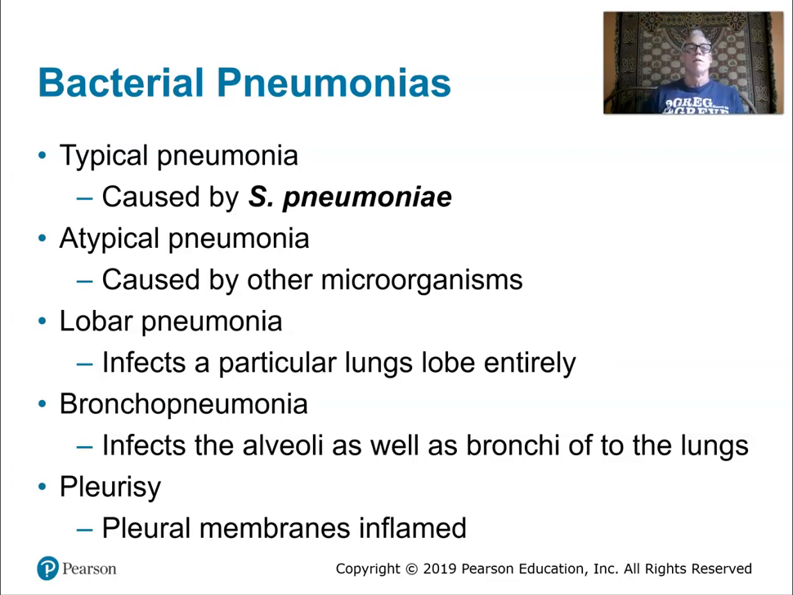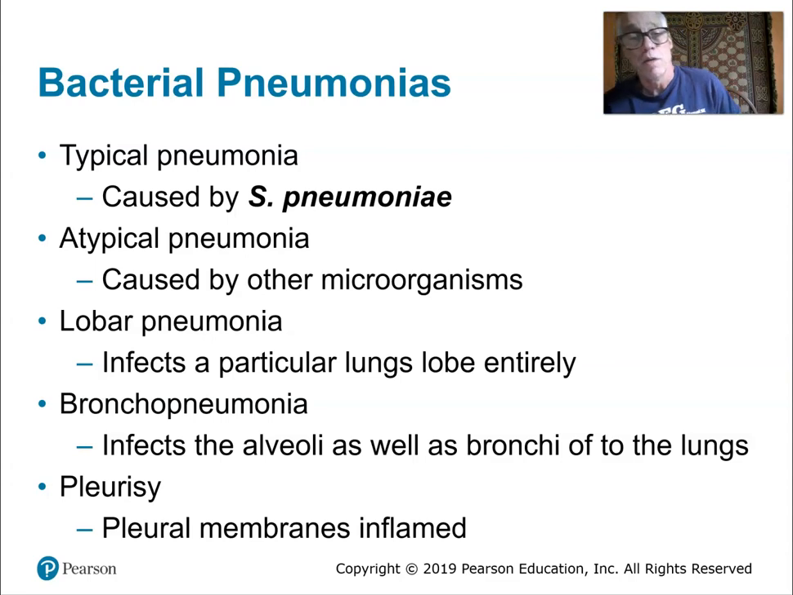Typical pneumonias. Bacterial pneumonias is our first section of the chapter. The most common cause, which is therefore called typical pneumonia, it's not just a usage, it's actually a medical term, typical pneumonia, is caused by Strep pneumoniae. Any other type of pneumonia, therefore, is called atypical, and it could be any other microorganism. We'll talk about a few of them.